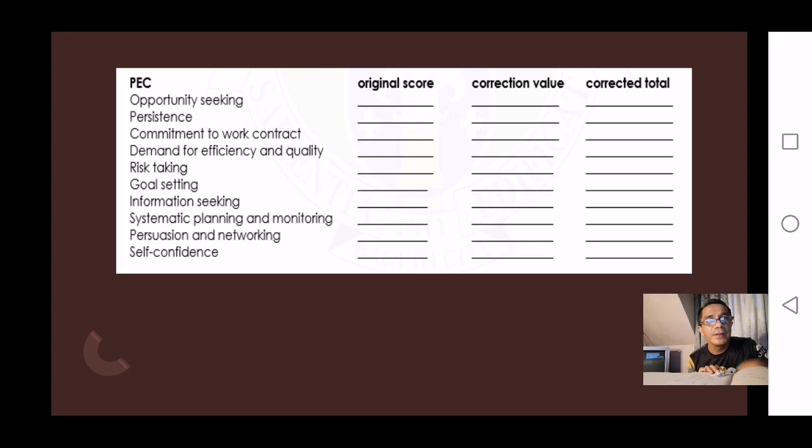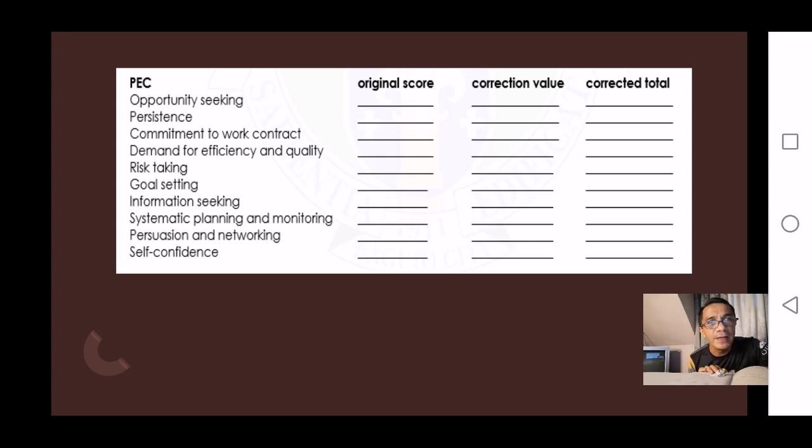And then, yung total score or yung original score mo, subtract now your correction value. Diba? Sabi natin, pag yung nakuha mo is 24 or 25, the correction value is 7. So, for each PEC, meron kang original score. For each original score, you will subtract 7. Therefore, after subtracting 7, you will now get a corrected total for each PEC. Naintindihan nyo ba ako doon?